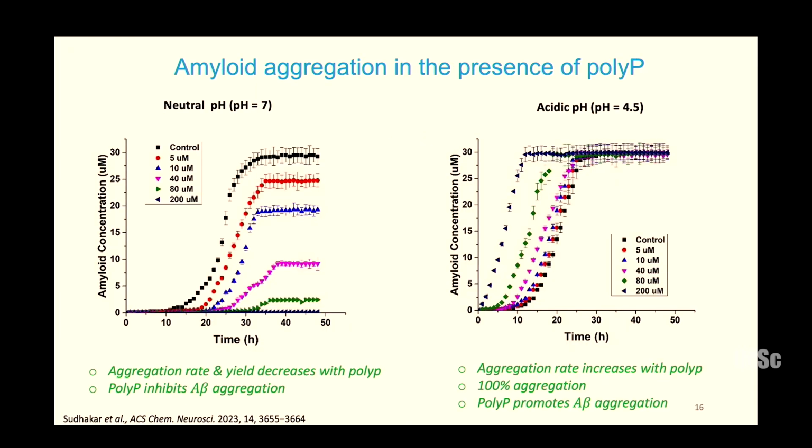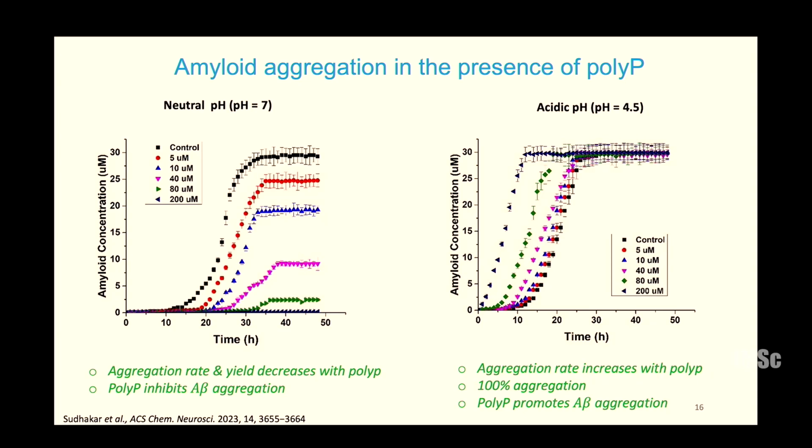So here we did this experiment with two different conditions. One is a neutral pH, and the other one is an acidic pH. When we say acidic pH, we could be at 4.5 or maybe 3, which is very highly acidic, and the outcomes are very dependent on the pH. When we look at neutral pH and add polyphosphate in different amounts, it suppresses the aggregation rate, just like how the nanoparticles were acting. So it has a nanoparticle-like effect to prevent aggregation.